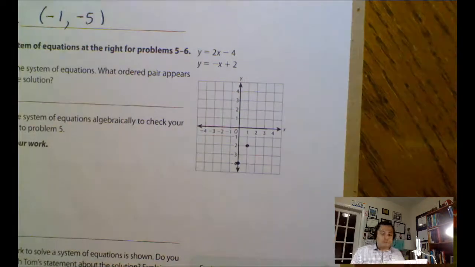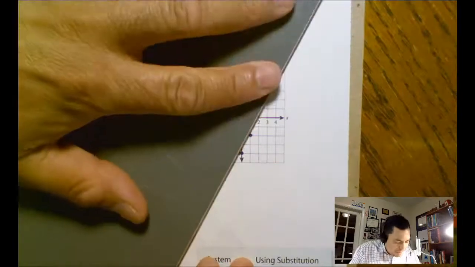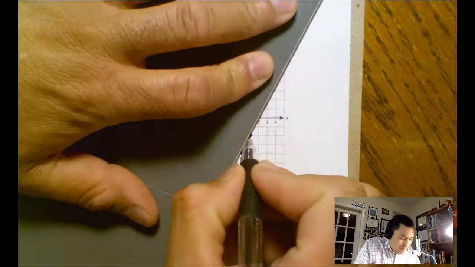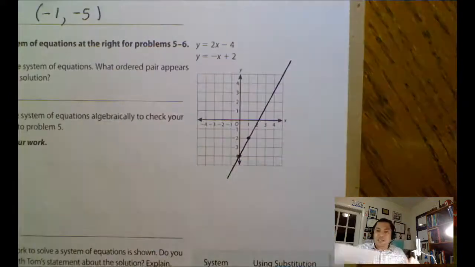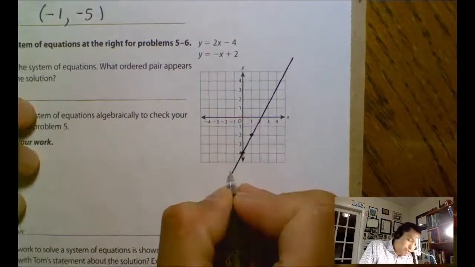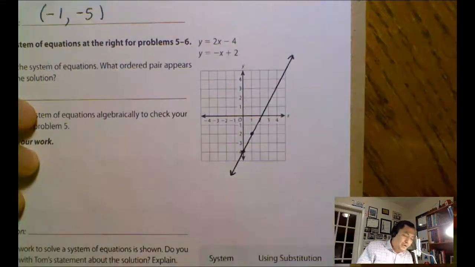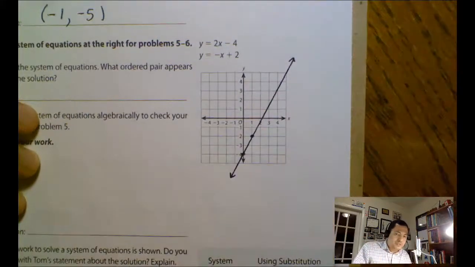I don't have a ruler, so I'm going to use this one. I know it's not that fancy, but it'll do the work. Okay. The problem is this line needs to be precise so you can know whether you're going to cross each other. Now the second one, I'm going to use a different color.